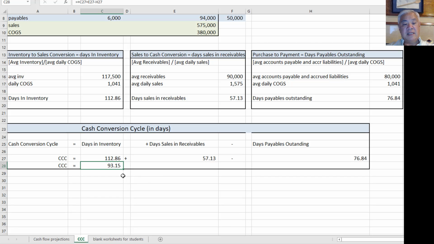So how do we interpret that? It takes us 93 days to go through one full circle of getting inventory, selling inventory, collecting the money, and paying our bills. It's a little bit long, just in absolute terms, so we want to be a little bit vigilant on whether we can make that go down or not. We would like it to go down by quite a bit.